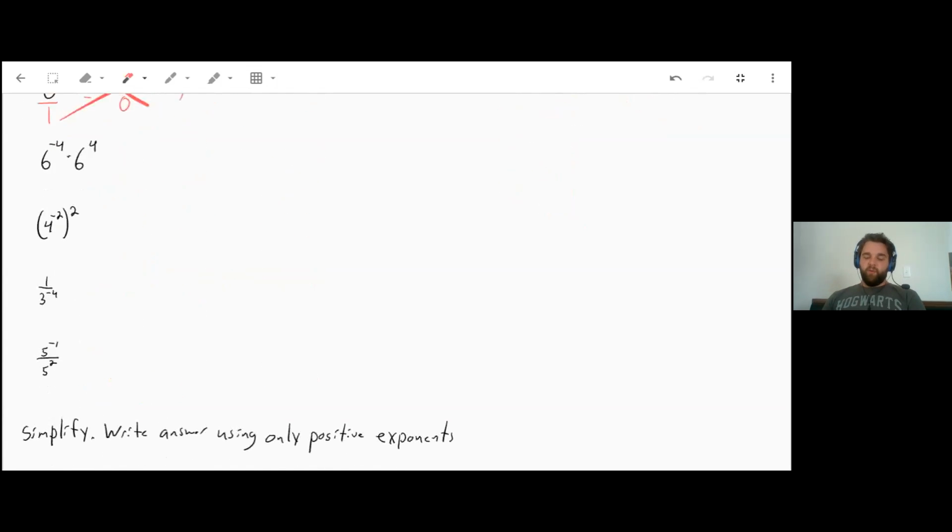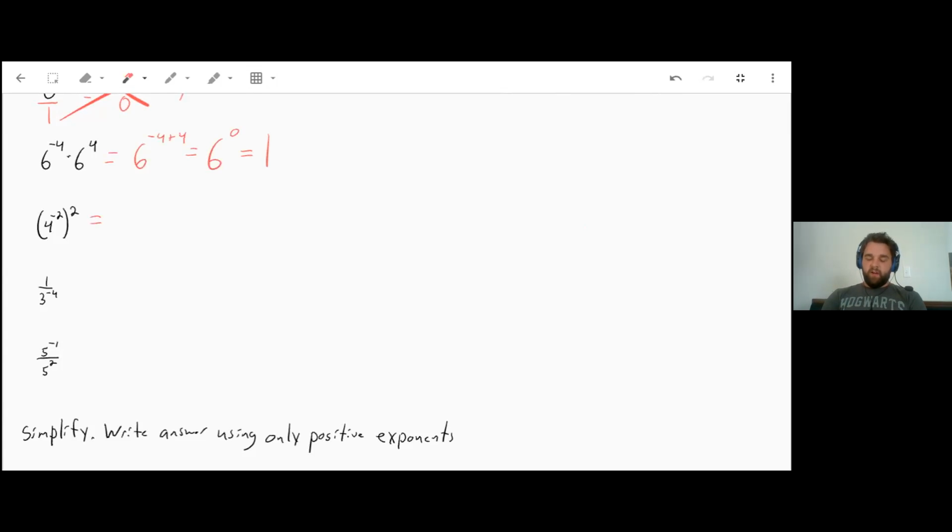So let's try some other ones. And now we're going to actually go back to the last couple sections and take some of those properties in as well, so we can just start pulling it all together. So 6 to the negative 4th times 6 to the 4th, we have the same base, so we can just add their exponents. So negative 4 plus 4 is going to give us a power of 0, and anything to the 0 power is 1.